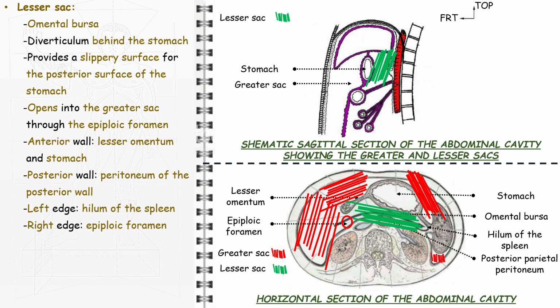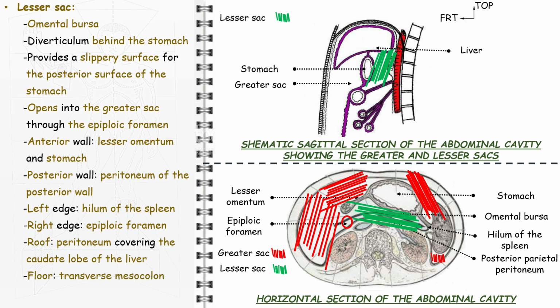The sloping roof of the sac is the peritoneum covering the caudate lobe of the liver, and this is continuous with the peritoneum of the posterior wall which overlays part of the diaphragm, pancreas, left kidney and suprarenal gland. The lowest part of the posterior wall is the transverse mesocolon, attached to the lowest part of the pancreas. A finger introduced through the epiploic foramen cannot explore the whole of the lesser sac, but some features are palpable.